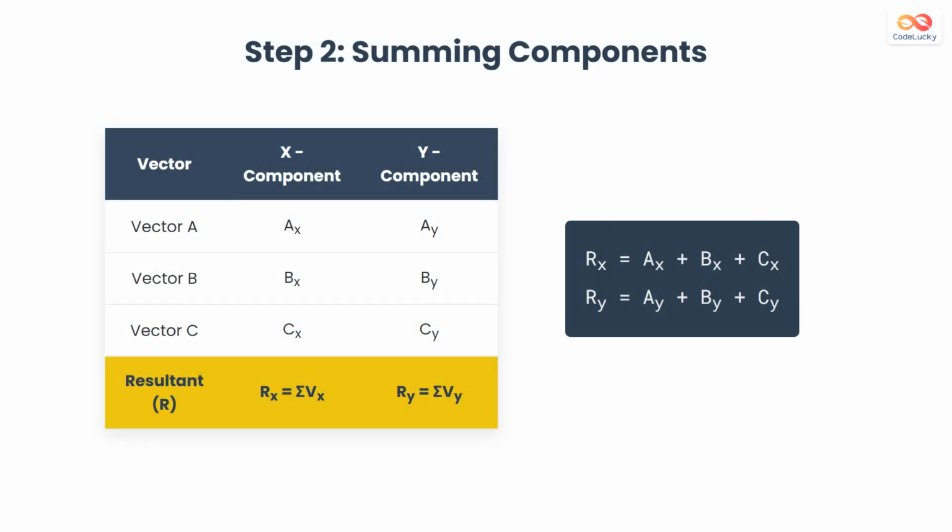Once you have broken down your vectors, organization is key. You can create a table like this one. You simply add all the individual horizontal components to get the total resultant x, and add all the vertical components to get the total resultant y.